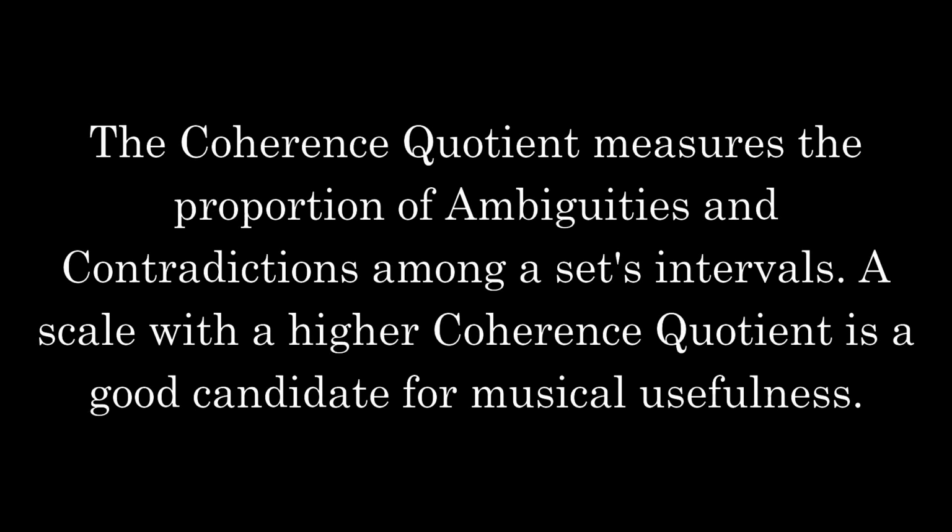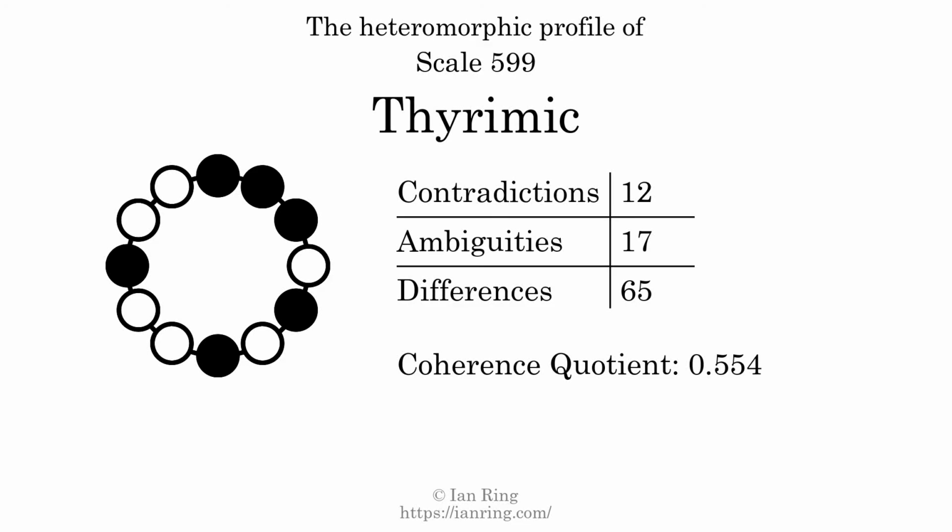The coherence quotient measures the proportion of ambiguities and contradictions among a set's intervals. A scale with a higher coherence quotient is a good candidate for musical usefulness. The coherence quotient is 0.554.